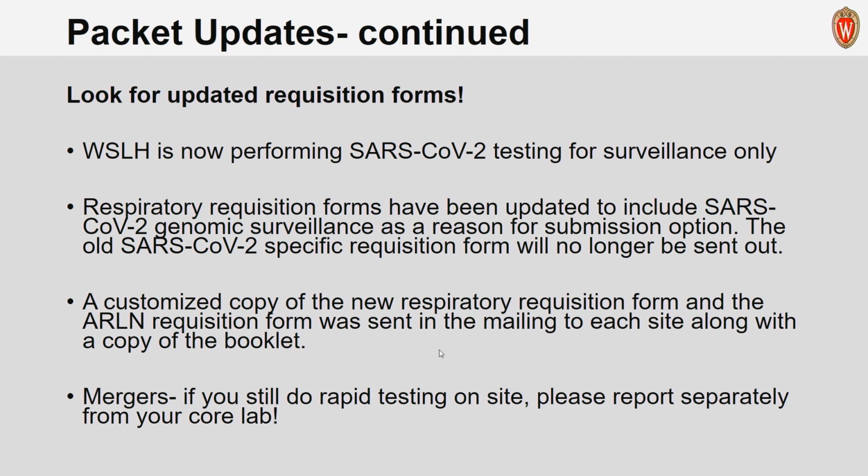So we're asking for residual samples, residual positives in your laboratory, to do sequencing on to evaluate for strains that are circulating, new and emerging strains that might be coming out. For this reason, we're down to just surveillance testing for SARS-CoV-2. We've gotten rid of our old SARS-CoV-2 submission form and combined it with our other respiratory form, and a couple of these new updated requisition forms were also included in the booklet when we sent it out.